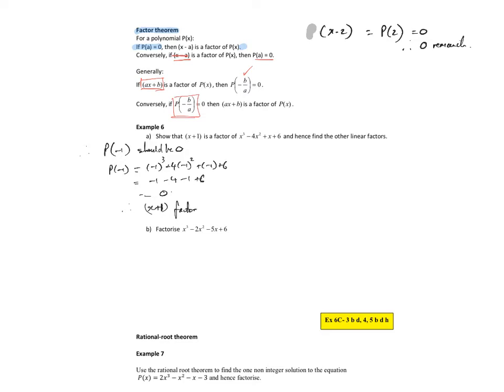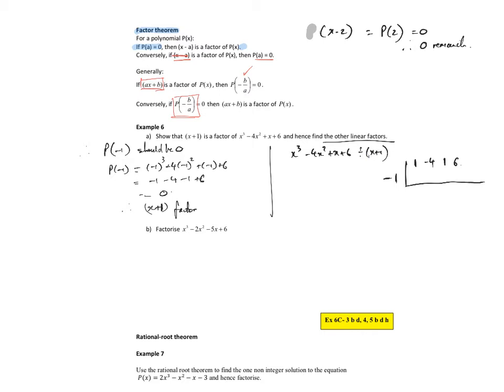Now, then it says find the other factors. Well, if I know one factor, that should divide into the polynomial evenly, okay? So in other words, I now need to work out x cubed minus 4x squared plus x plus 6 divided by x plus 1. So that's where I can do my division, my repeated factor, or my synthetic division. So coefficients of 1, negative 4, 1, and 6. I'm dividing by x plus 1, so I take the negative of that.